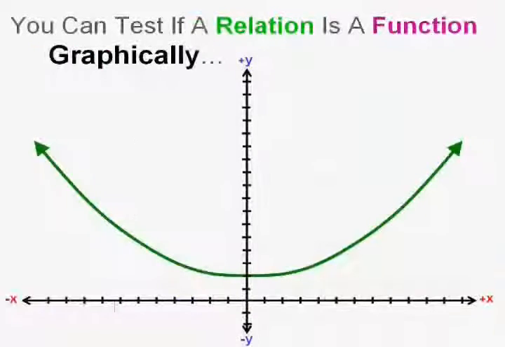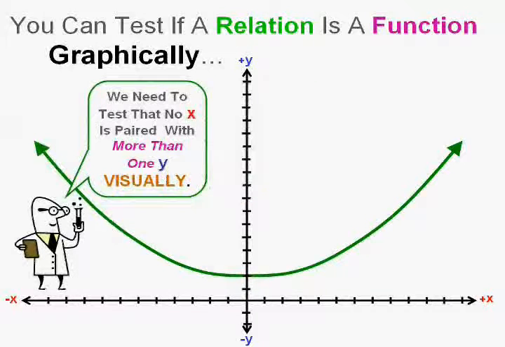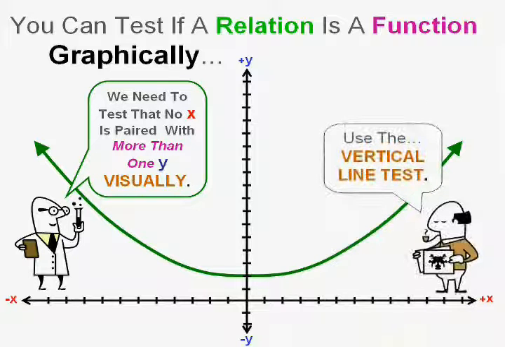Now, consider that these pairings can actually be xy points. If we look at the picture of a relation, we can test whether that relation is a function graphically. We can test visually whether each x has more than one y by using what we call the vertical line test.